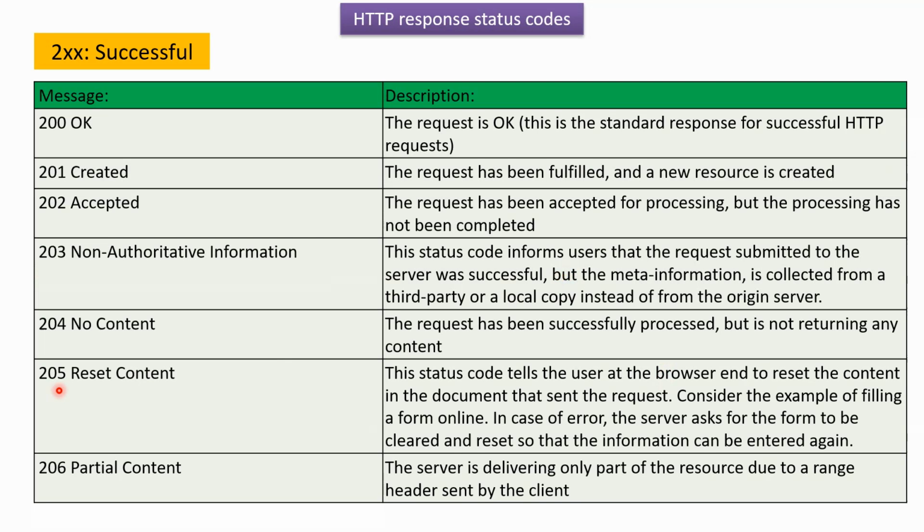HTTP status code 205, which is reset content. This status code tells the user at the browser end to reset the content in the document that sent the request. We can consider the example of filling a form online. In case of error, the server asks the form to be cleared or reset so that information can be entered again. Status code 206, which is partial content. The server is delivering only part of the resource due to the range header sent by the client.